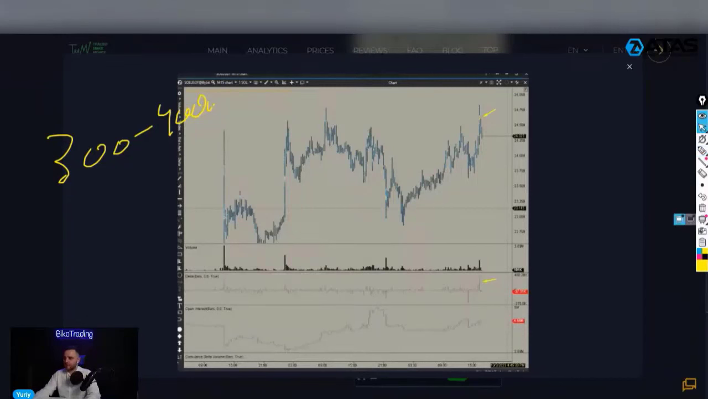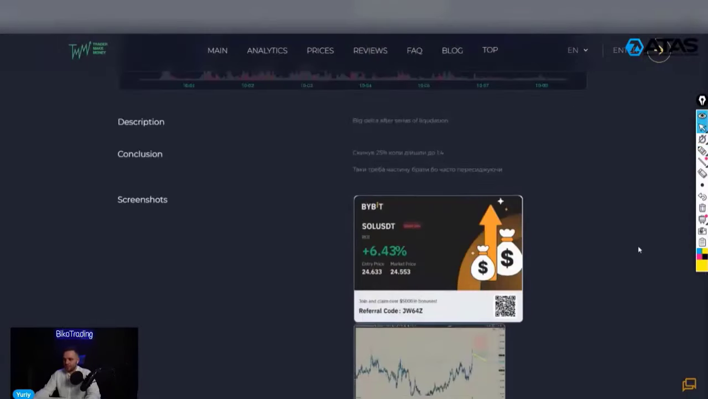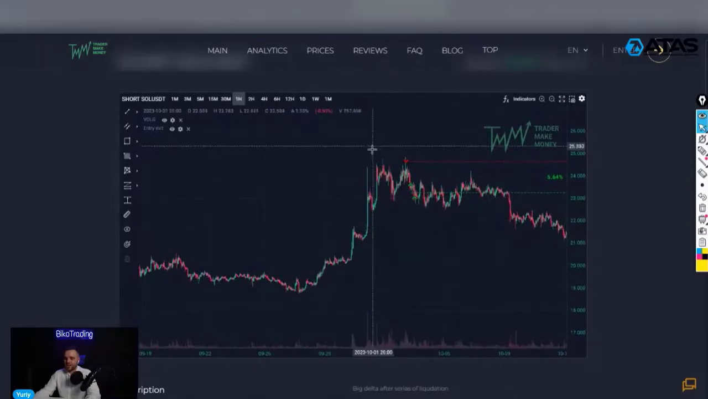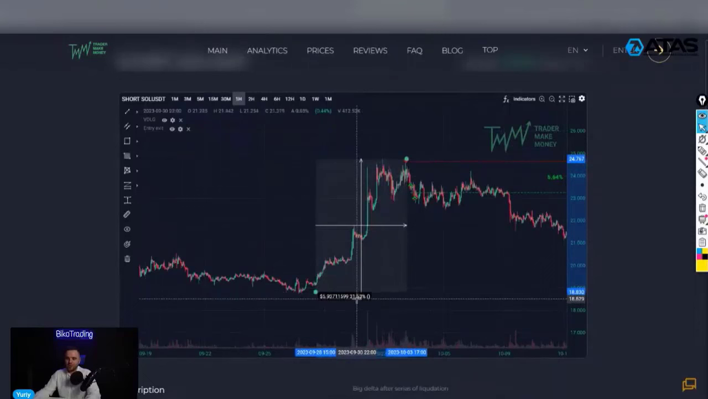Once more, remember what I wrote to you at the start. There must be first a key area, second an impulse, and third delta. When all of this is together, only in that case will it work. This trade example on Solana was maybe one of the best. Why? It was really the best, because Solana rose so many percent without any pullback. Have a look here: 31% rise without any pullback.